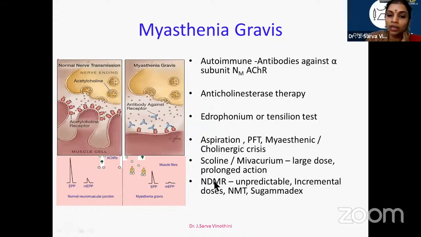So if at all you're going to use any non-depolarizing muscle relaxant, you definitely have to use a neuromuscular monitor. The response is totally unpredictable, and hence you have to start using it in incremental doses, 10%, and see the response and then only give more. If you have Sugammadex, it will be beneficial.